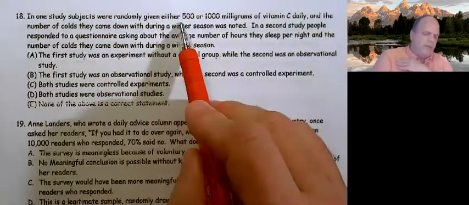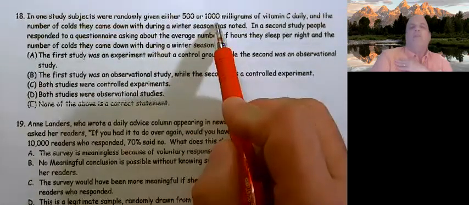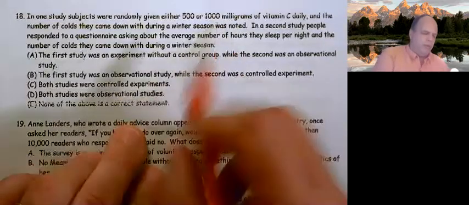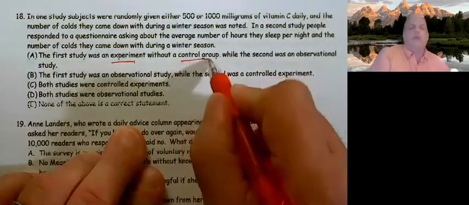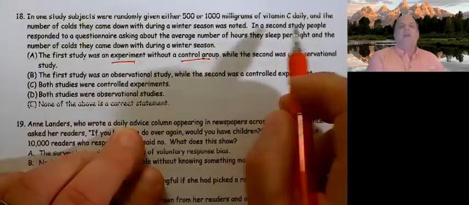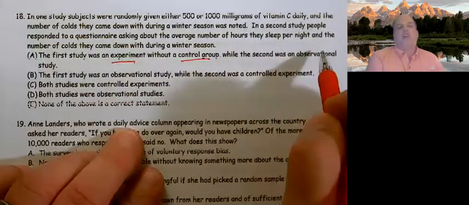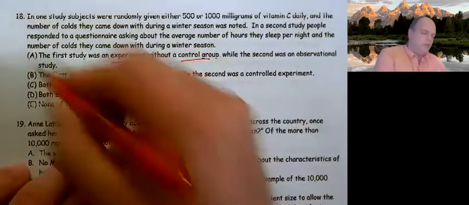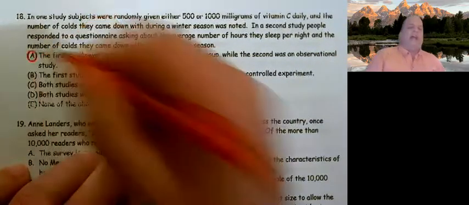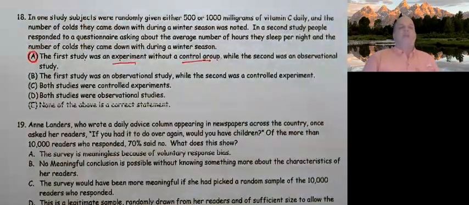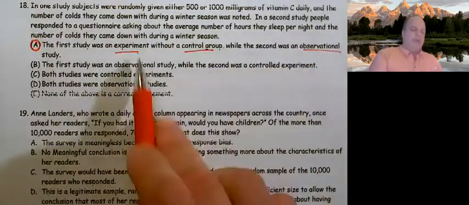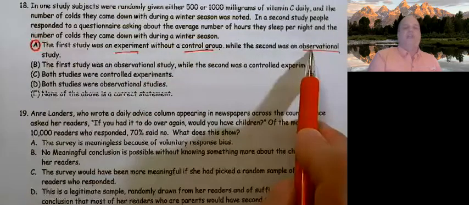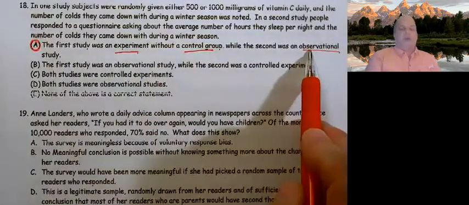And when we look at this, they were either given 500 or 1,000. So we'd have no placebo group, but they were randomly assigned. So that means the first one was an experiment. And since there was no placebo, there was no control group. In the second one, they asked them a questionnaire. In other words, they checked on what they were already doing. So this is letter A. The first one is an experiment, and the second one is an observational study. Experiment, assigned treatment. Observational study, questionnaire about people, what they're already doing.